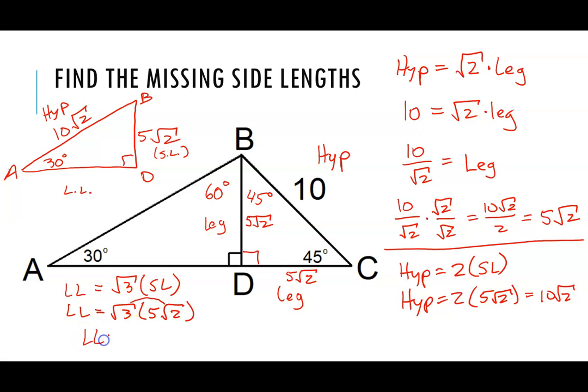So the long leg is going to be, the 5 is going to remain unchanged, but underneath the root, the 2 and the 3 will multiply together. And so the easiest way to write the long leg's value would be 5 square root of 6. So AD is 5 square root of 6. AB would be 10 square root of 2. Notice we have not had to use Pythagorean theorem once in this whole video. We're just doing everything based on these ratios.